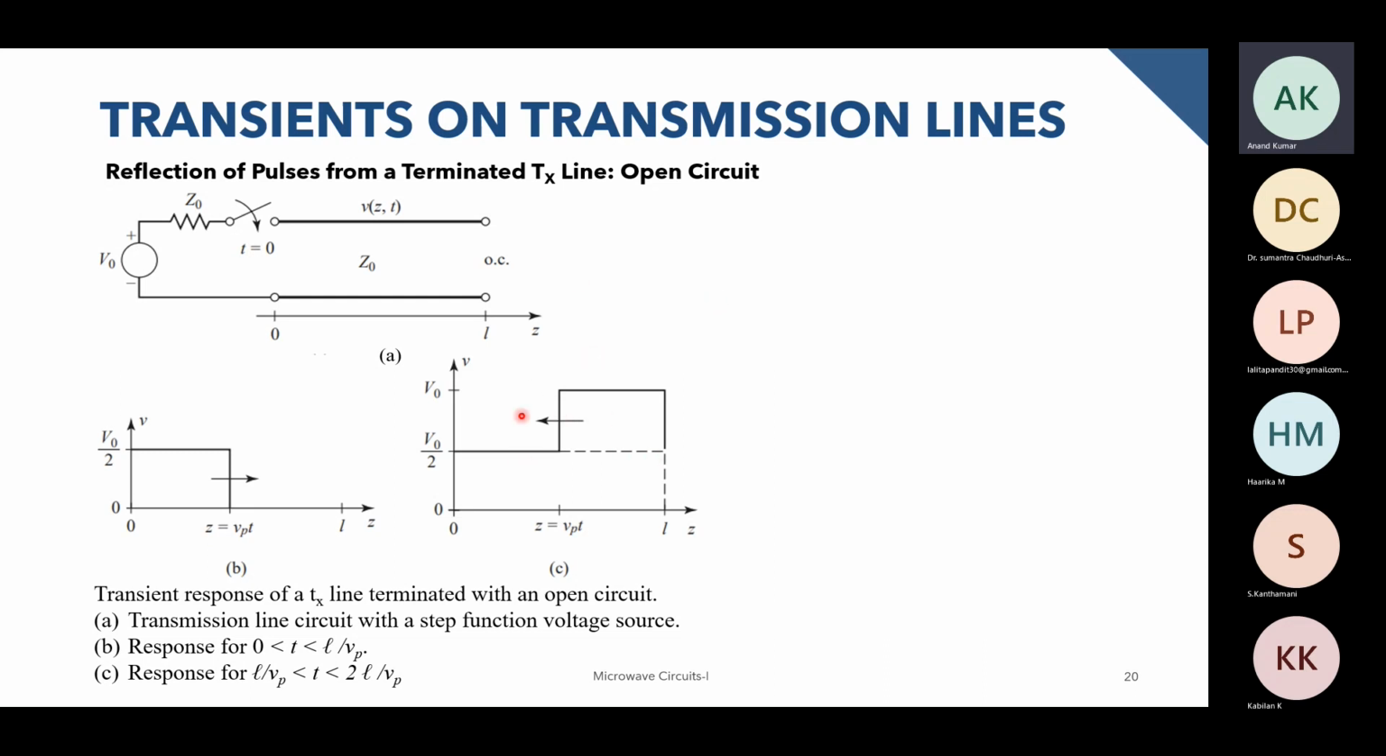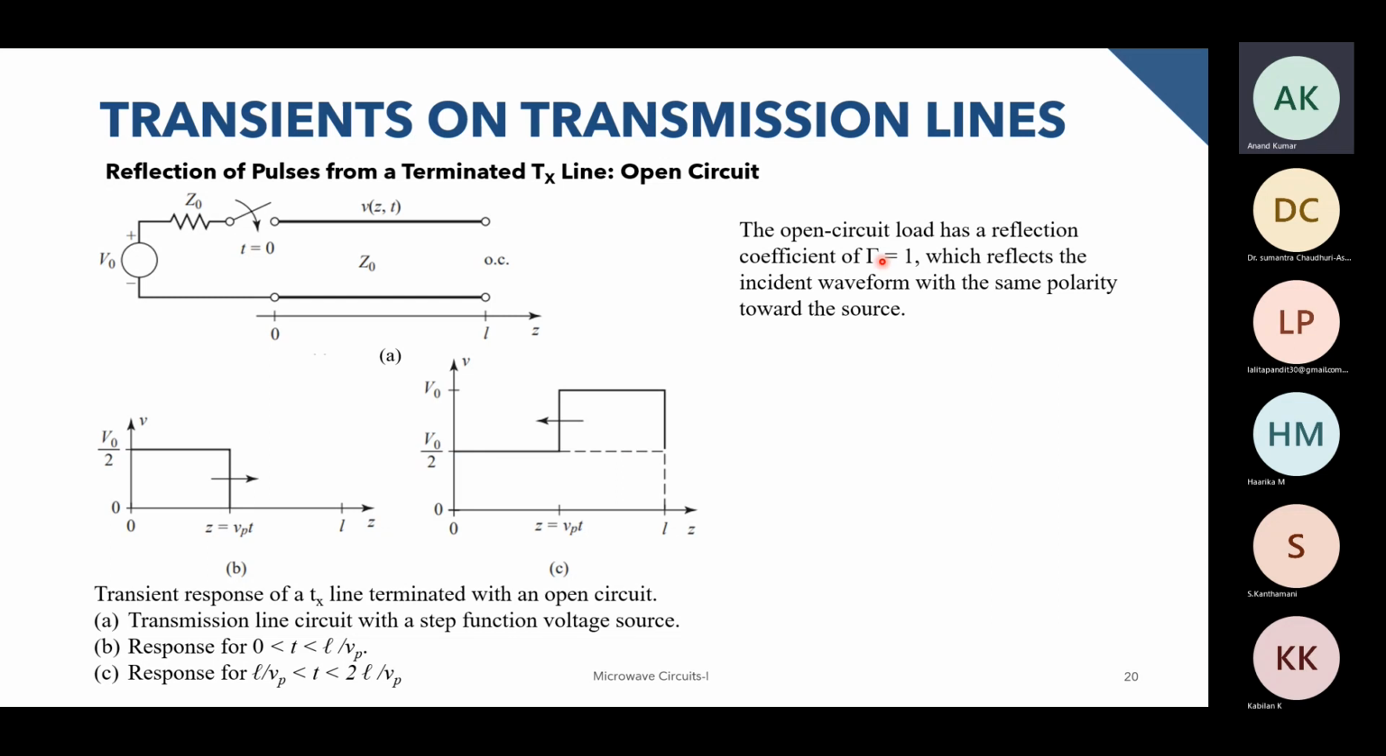In the case of the open circuit, the open circuit has a reflection coefficient equal to 1. So the voltage will again be reflected, but the phase will be the same, so it will get added up. For 0 to L by Vp, this figure remains the same, and for L by Vp to 2L by Vp, this is what it looks like.